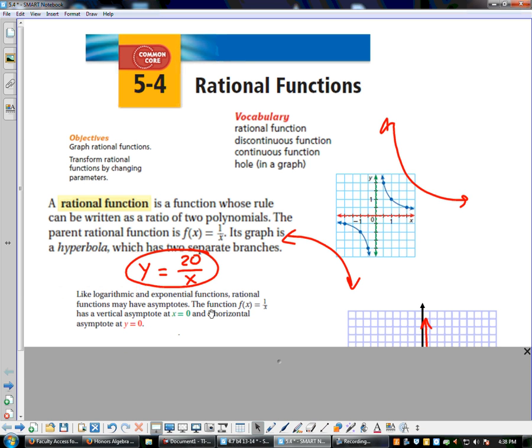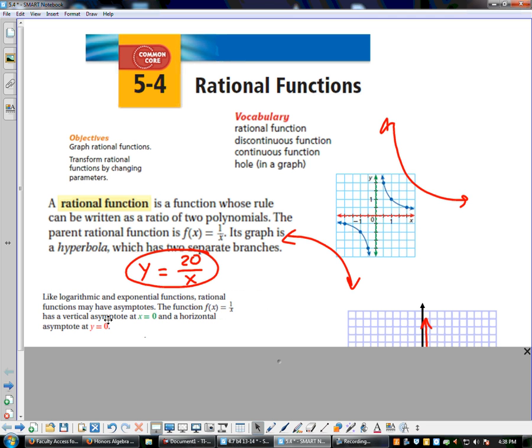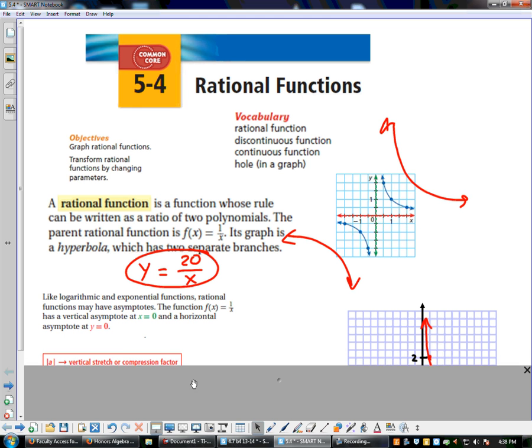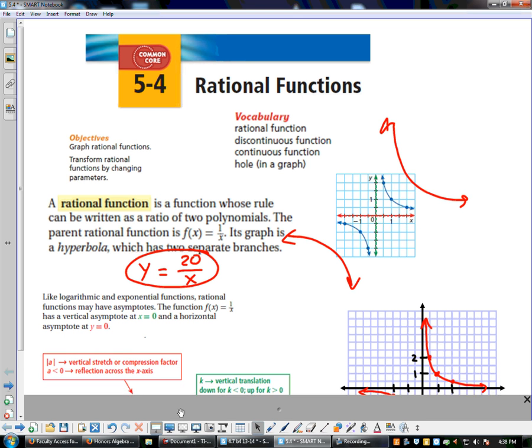Like logarithmic and exponential functions, rational functions may have asymptotes. The function f of x equals 1 over x has a vertical asymptote at x equals 0 and a horizontal asymptote at y equals 0.